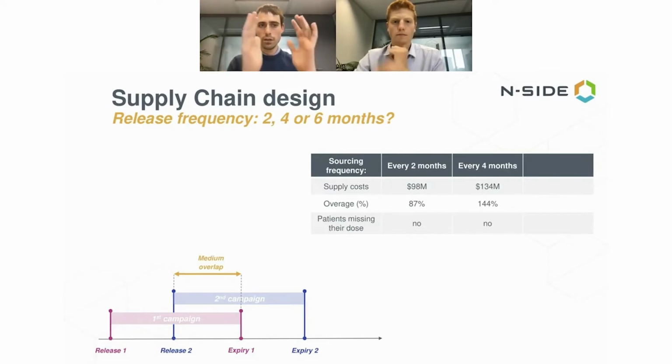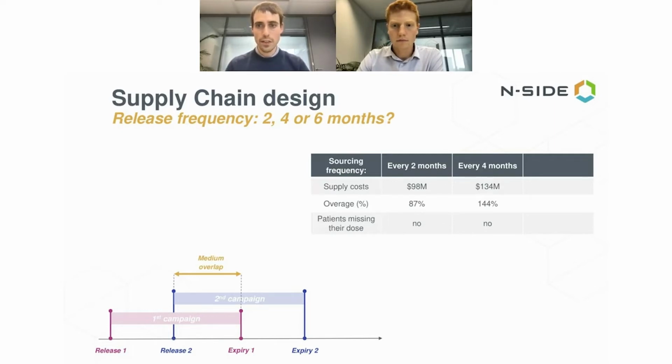So you see the overlap is now reduced, and we see that the supply cost, the supply budget, increased by 35%. The overage is obviously increasing. We're still dispensing the same amount of patients, but we need more kits and fresher kits, so we need just higher quantities.